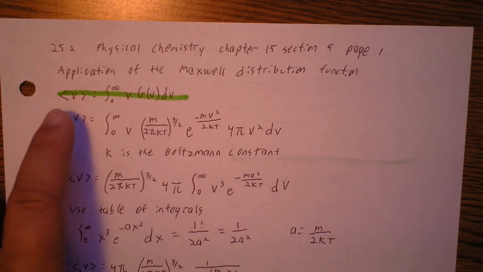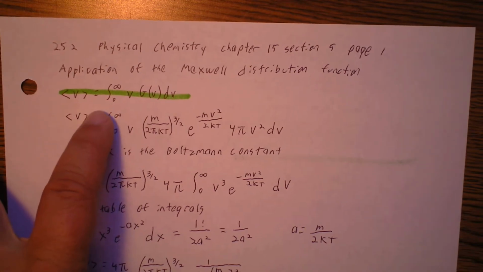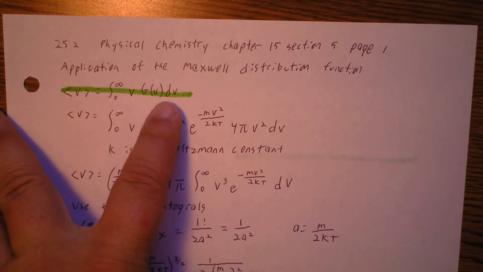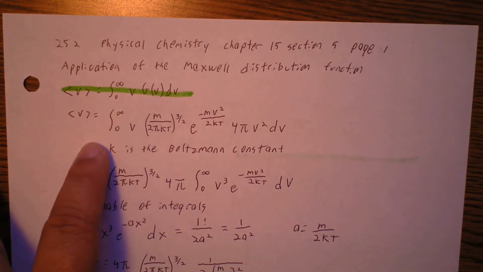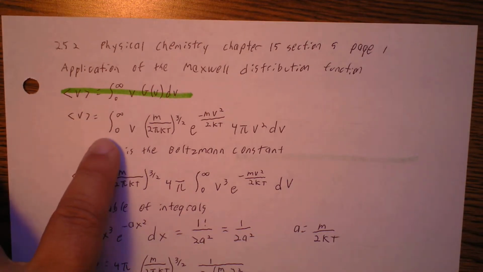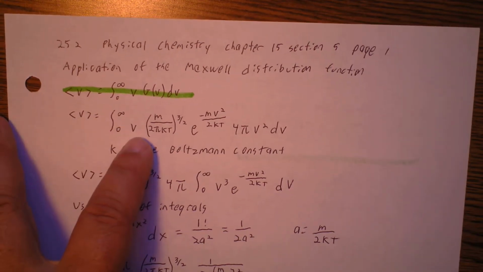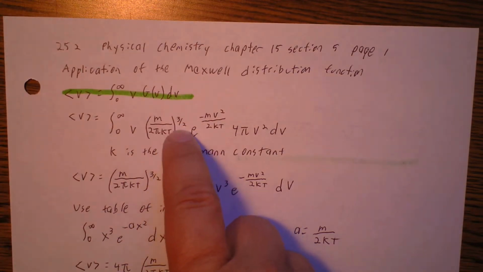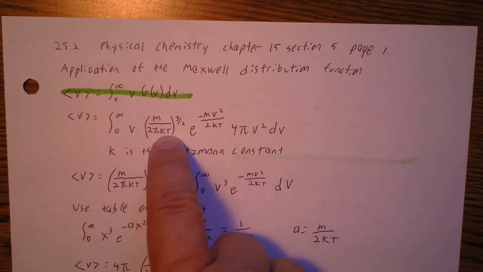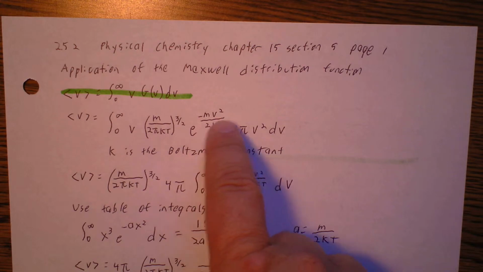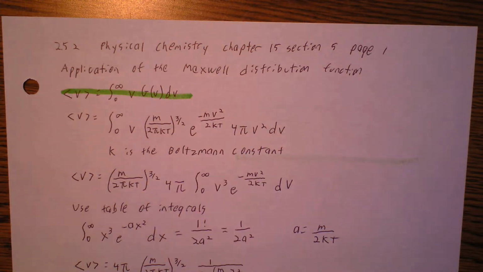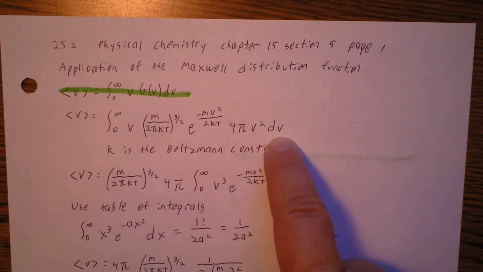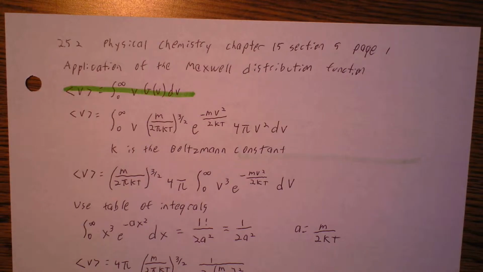So we showed that the average speed is equal to the integral from 0 to infinity of the speed times this g function of the speed with respect to speed. Now, the average speed is equal to the integral from 0 to infinity of the speed of this whole quantity, mass over 2 pi kT to the 3/2 power. Remember, k is Boltzmann's constant, T is absolute temperature, times e to the minus mv squared over 2kT. m would be the mass of one atom or molecule, times 4 pi, the speed squared with respect to the speed.